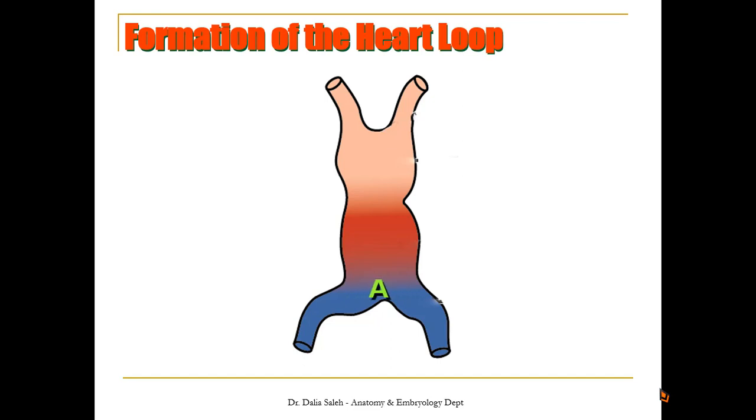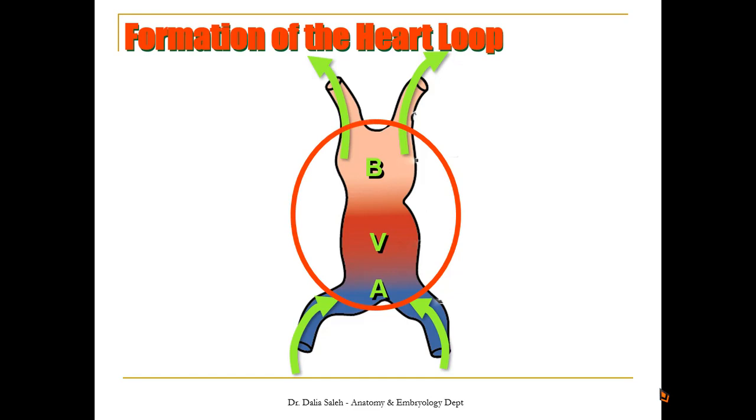Let me remind you first of how the heart loop is formed. This is the heart tube made of the following parts. The inflow part is called the sinus venosus, which leads to the atrial swelling, then to the ventricular swelling, then to the bulbus cordis, and then the blood leaves the heart through the outflow part of the heart. This circle represents the pericardial space or pericardial cavity.